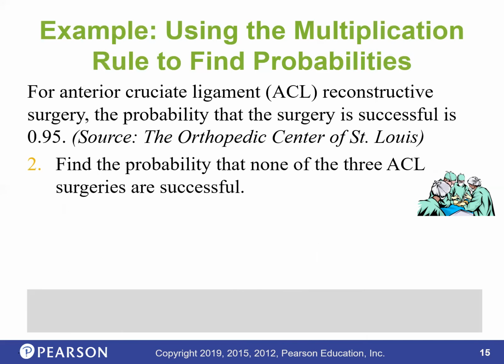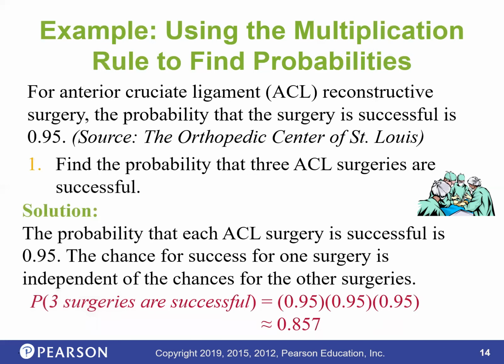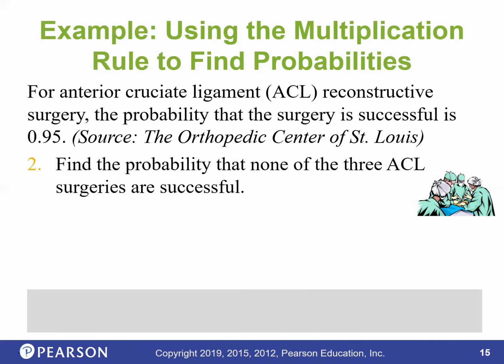How about this? Can you find the probability that none of the 3 ACL surgeries are successful? Ooh, that's a fun one. Hold on, I'll give you a hint though. Success rate for 3 surgeries are 0.857. What is the non-success rate of the surgeries? Something about like the complement of E. Remember the complement of E?